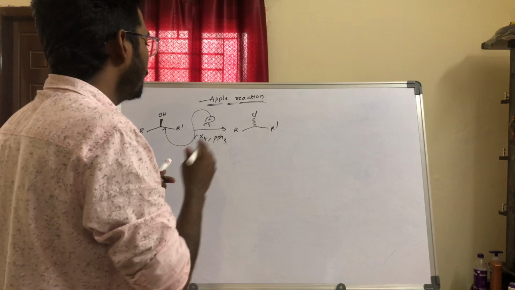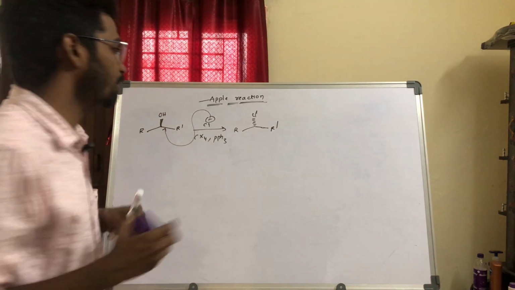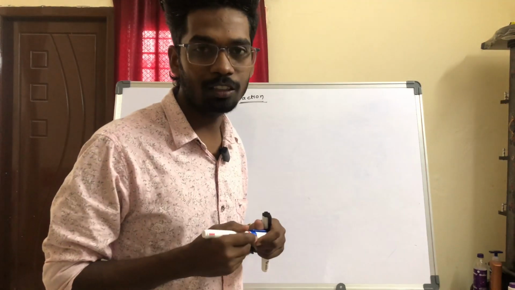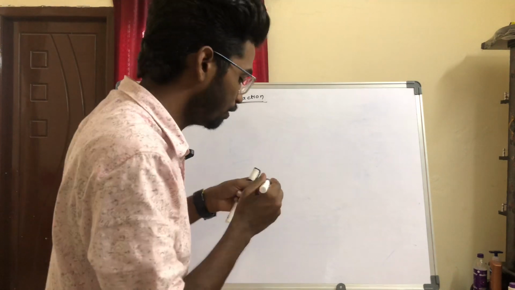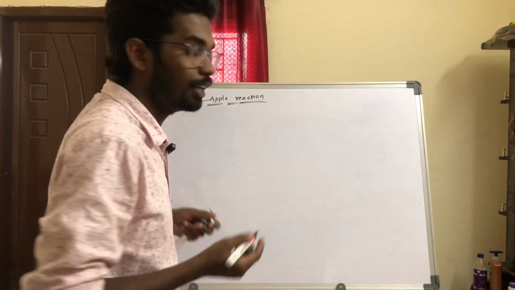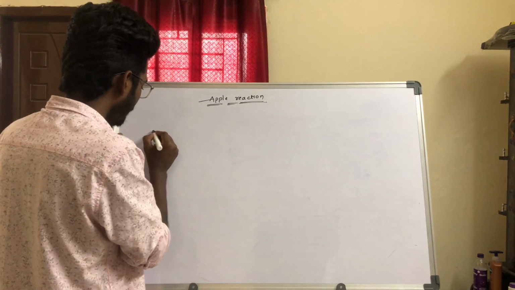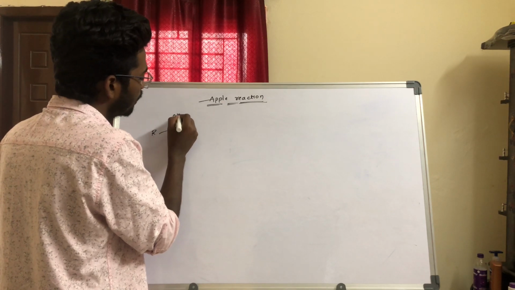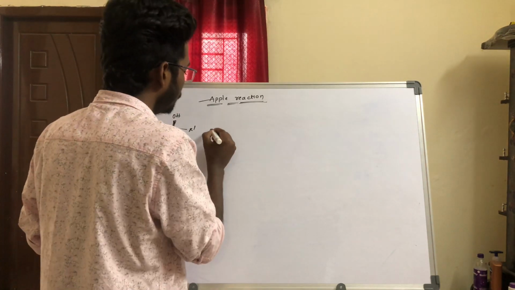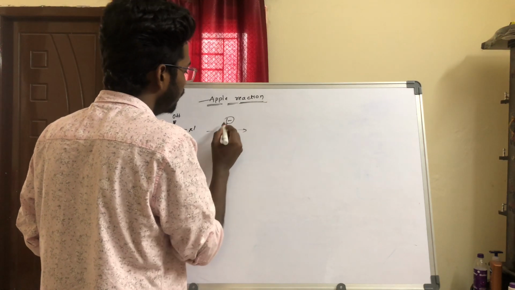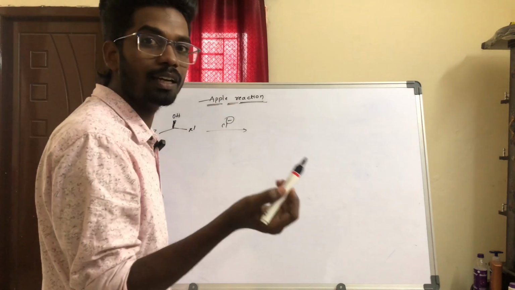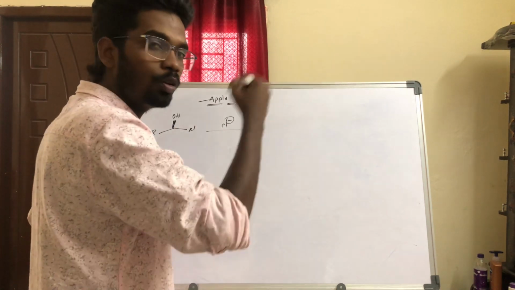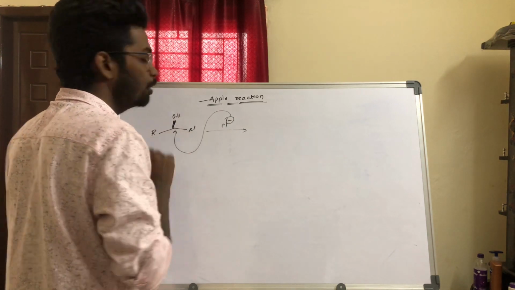If you see this Appel reaction, I am going to give you examples. It is very simple: we will get 100% inversion product. What is that inversion product, and how do we get it? Here also we take the same alcohol. Initially we take the alcohol, and it is treated with a nucleophile. The nucleophile attacks by the SN2 pathway. The OH is above the plane, so how is it going to attack? Obviously it attacks from below the plane.